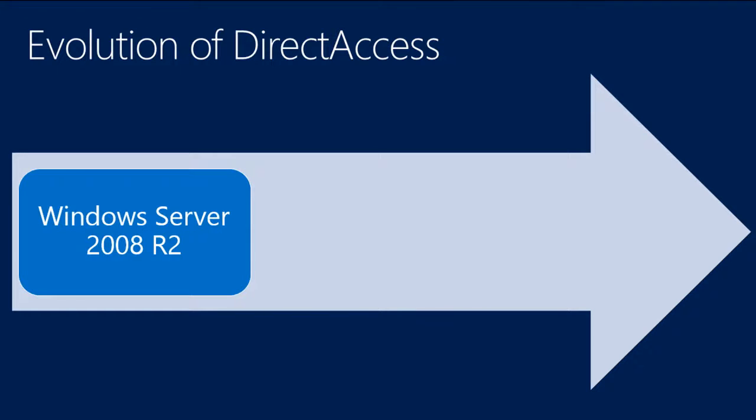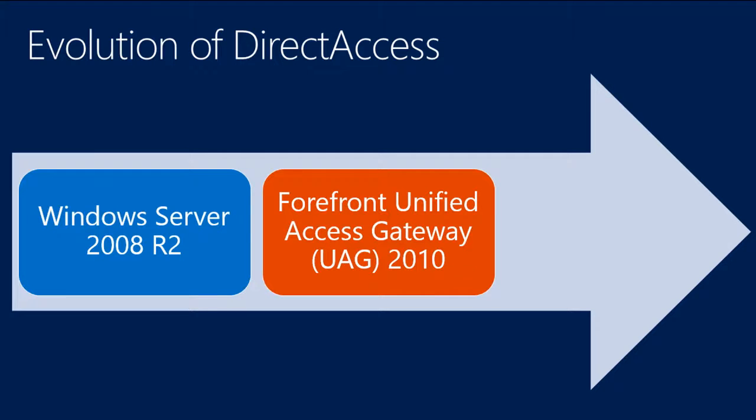So when Forefront UAG came out, Forefront UAG included some features and capabilities that kind of reduced the barrier to entry for some of the challenges that Server 2008 R2 included. So it removed the requirement to have IPv6 deployed on your intranet, which was huge. So people started actually deploying direct access on a regular basis with Forefront UAG.